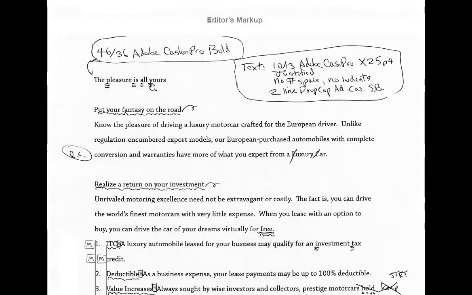And then these three lines underneath these letters mean that those letters are capitalized. So the P, the I, the A, and the Y are all capitalized. The text is set 10 on 13, Adobe Caslon Pro. X25P4, that means by or on a measure of 25 picas and 4 points. The alignment is justified. There's no paragraph space, or no space between the paragraphs, and no paragraph indents. Instead, we are identifying paragraphs with a 2-line drop cap in Adobe Caslon SB or semi-bold.